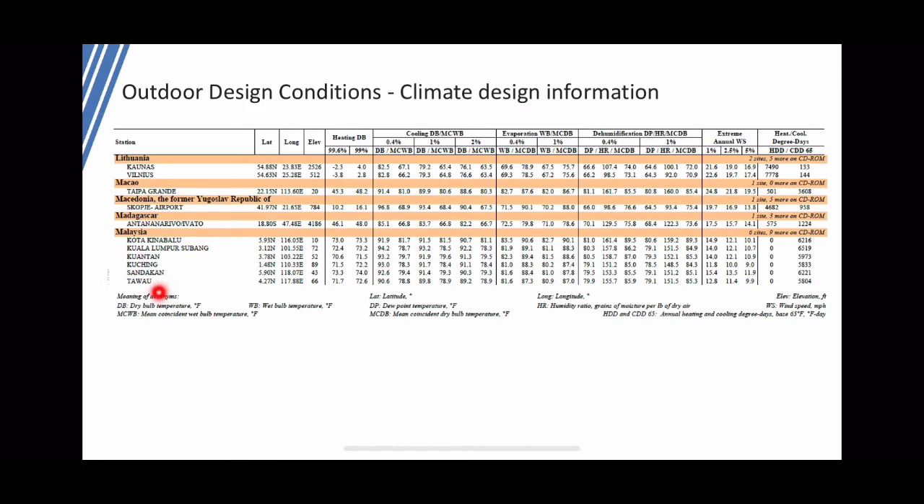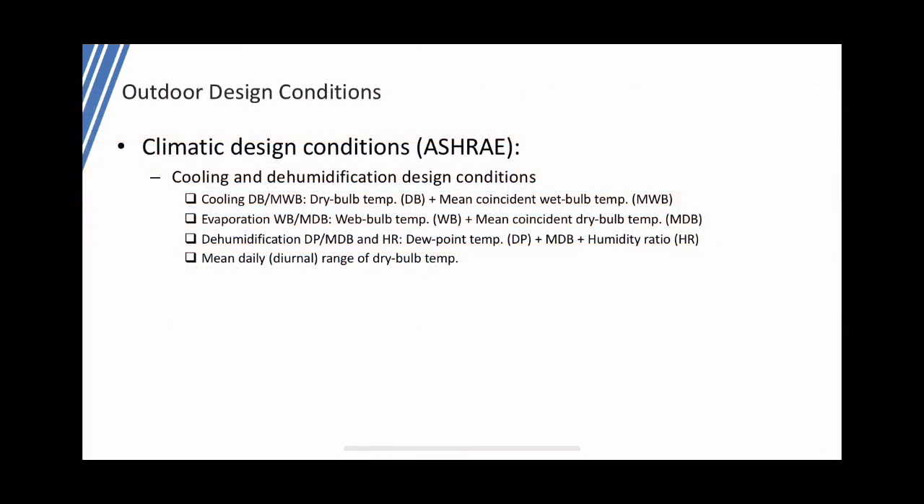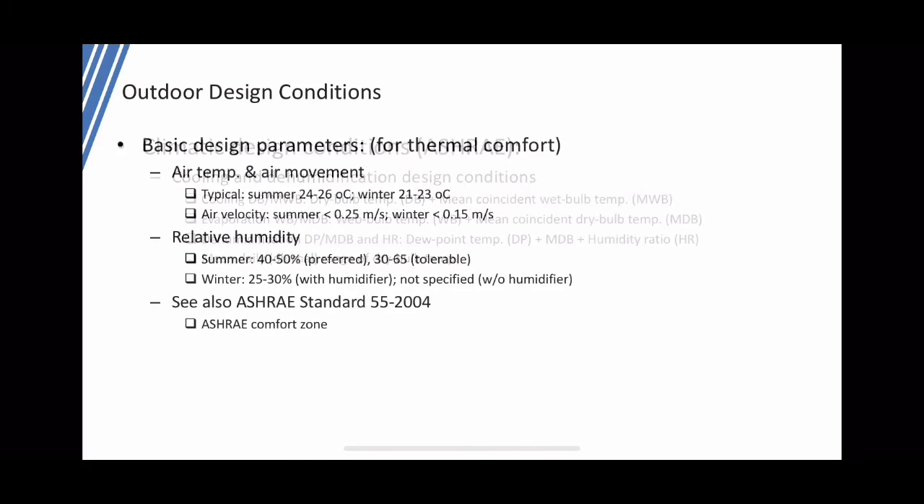So places on Earth will have different latitude and longitude, and will also have cooling, evaporation, and dehumidification, and also extreme annual conditions inside a year. So you can use this data to design and condition a space, right, based on the location. Alright, you can find this data from ASHRAE. Cooling and dehumidification design conditions: cooling dry bulb, mean coincident wet bulb, dry bulb temperature, mean coincident wet bulb temperature, evaporation, dehumidification, and mean daily range of dry bulb temperature. You can find this data in terms of outdoor design conditions.